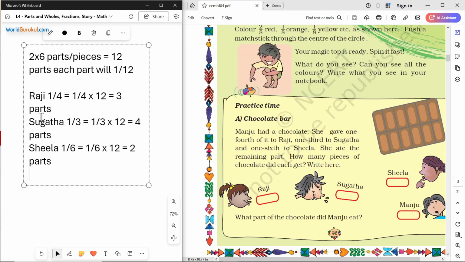Okay, how many pieces of the chocolate did each get? Write down here. We did it already.